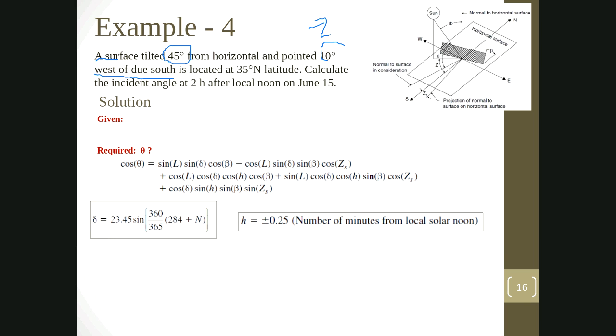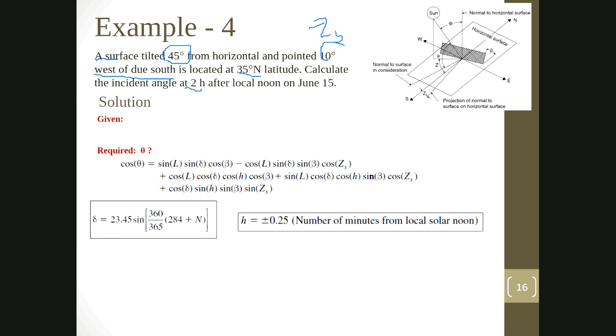Okay. It is located at 35 latitude, so this is L. Calculate the incident angle at 2 hours after local noon, so this is positive 120. From here we can find the hour angle. Local noon on 15 of June, so this is the day from which we can find the declination. We just substitute all these values and we find the incident angle.